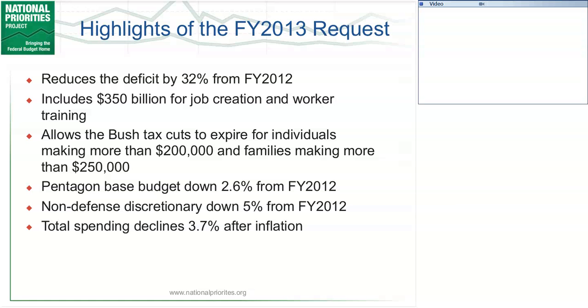The Pentagon budget is slated to go down by roughly 2.6% from current levels, and we'll spend some more time talking about that later on, while non-defense areas of the discretionary budget will go down even further, being reduced by roughly 5% from current levels. Overall, total spending will decline by about 3.7% after it's adjusted for inflation.